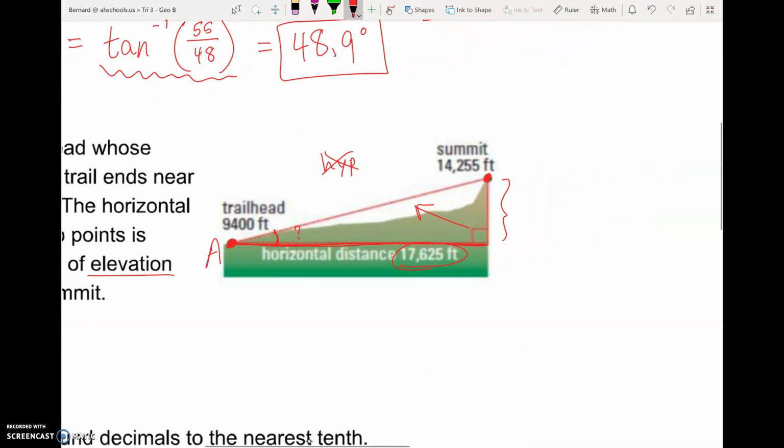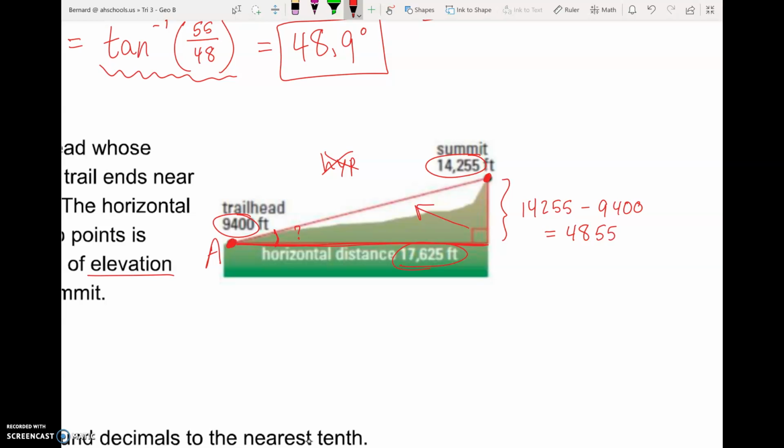The reason is it started at 9,400 and ended at 14,255. We need to figure out the difference between those numbers, so we want to subtract them to start. I'm going to do the 14,255 minus the 9,400. What that'll tell us is the change in elevation, and that'll be what this whole right side is. So when we subtract those numbers, we get 4,855.